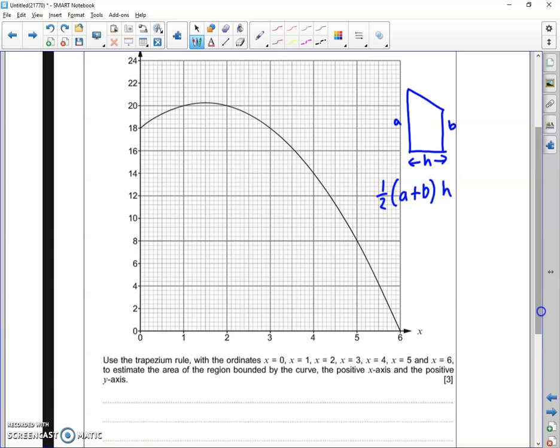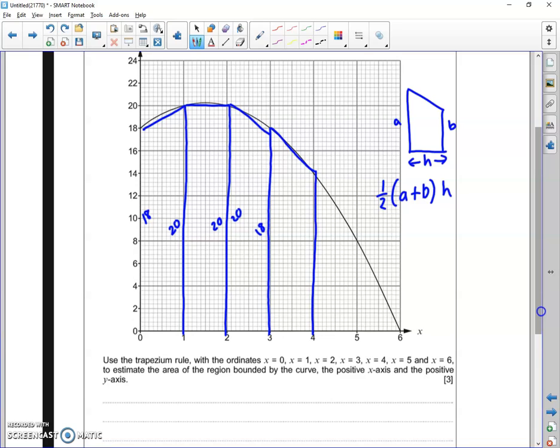Okay, so our first trapezium is there. We've got 18 on the left, 20 on the right. Our second trapezium is actually a rectangle, 20 and 20. Then we've got 20 and 18. Then we've got 18 and 14. Then we've got 14 and 8. And finally it's a triangle, but the rule still works, 8 and 0.